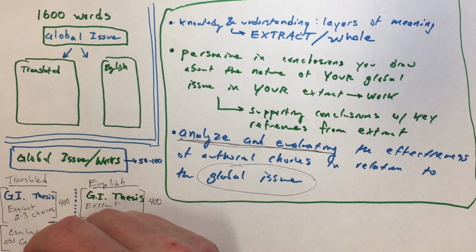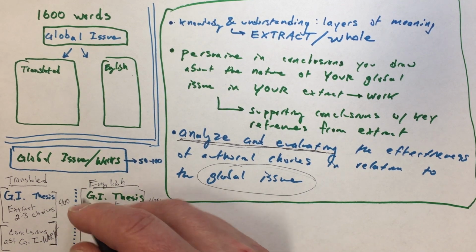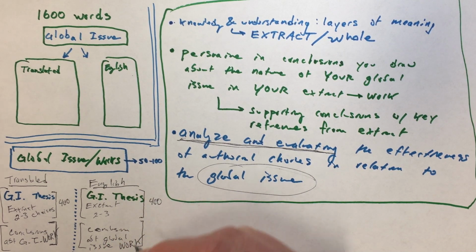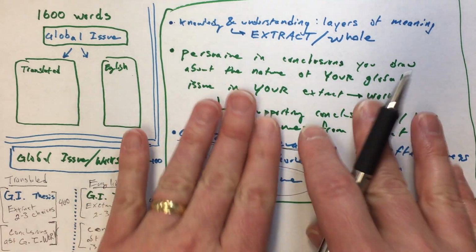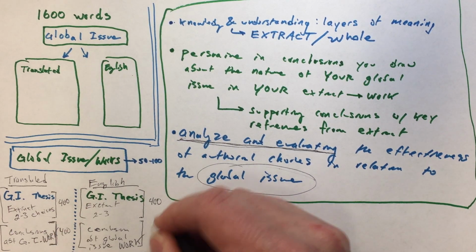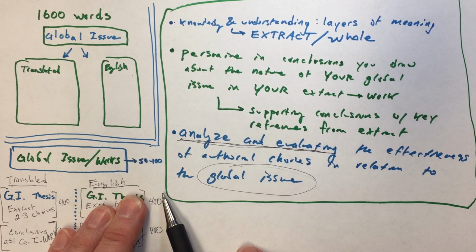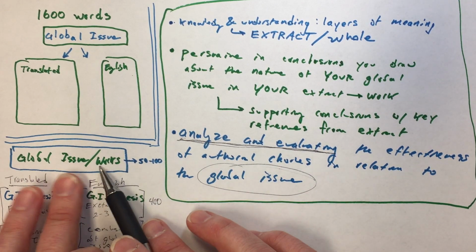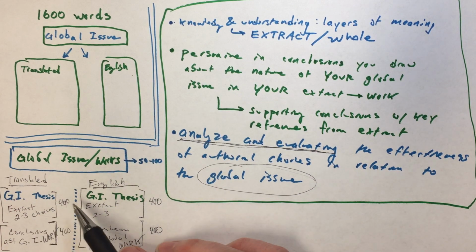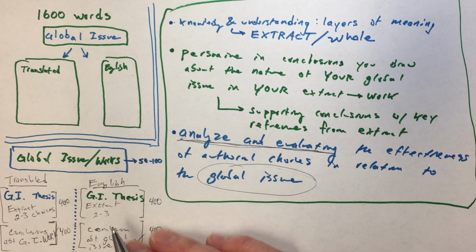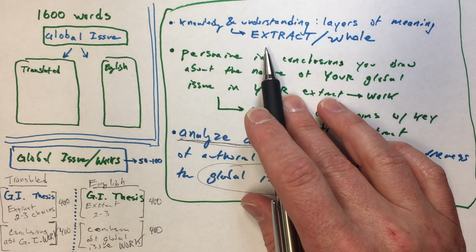So here's where your conclusions are, and this is where you talk about the whole work. And here we have some conclusions about the global issue in the whole work. So you can see that this structure allows you to do all the things that you're supposed to do. I almost think about the whole process as 2 minutes about this, 2 minutes about this, 2 minutes about this, 2 minutes about this. That's 8 minutes. And then maybe 1 minute here, and it'll never work out exactly. And then after 10 minutes of speaking, your teacher will stop you and start asking questions to further draw out the depth of understanding that you have for knowledge and understanding and the layers of meaning, either for the extract or for the whole.